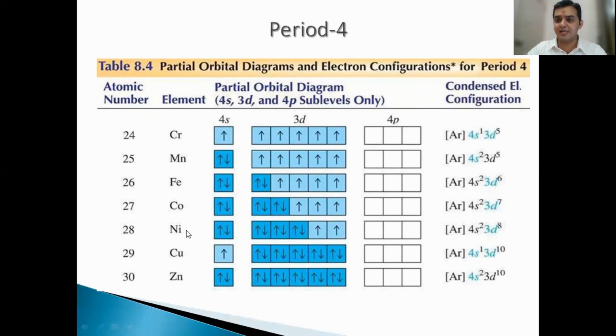Same way nickel 28, argon is 18, 4s2 is 19, 20, and 20 to 28 will be 8 electrons, so it will be 3d8. Similarly zinc, zinc is how much? 30. 30 is argon 18, 4s2 is 19, 20, and 20 to 30 is 10 electrons, so we write 3d10. I hope you like it, but for that we need to learn the shortcut.